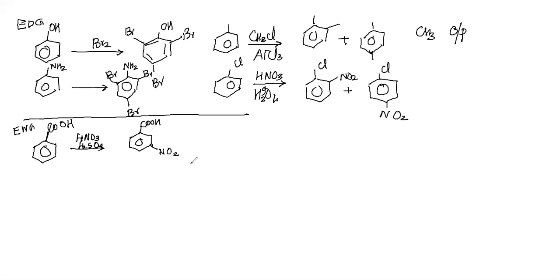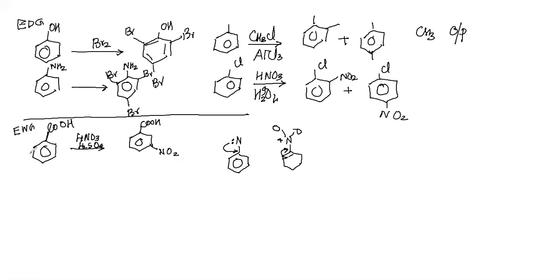How do you know whether a group is electron donating or electron withdrawing? We have already mentioned it. Look at the atom attached to the ring. If the atom attached to the benzene ring contains a lone pair, it is going to be electron donating. If it carries a partial positive charge or a full positive charge, it is electron withdrawing. Simple.